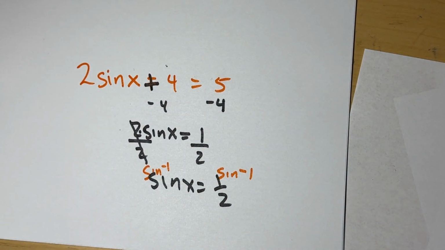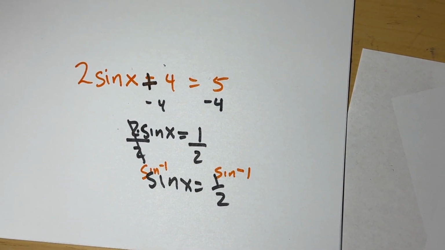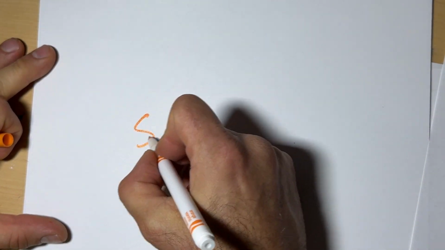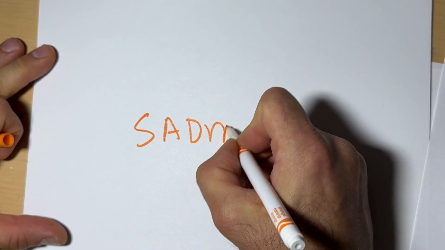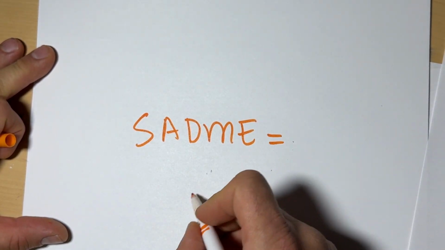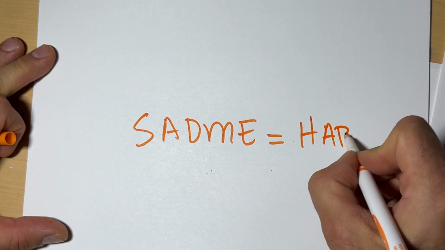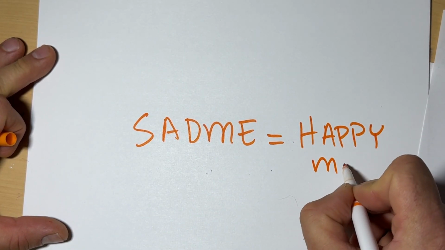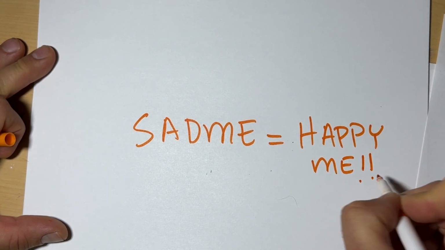So we could use the SADME method even in higher math. We always do the adding and subtracting. Then we deal with the multiplying and dividing. Then we deal with exponents. Sad me is a happy me. Because now I know how to solve.